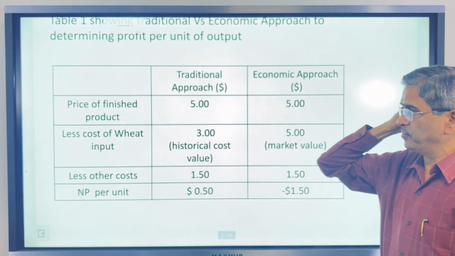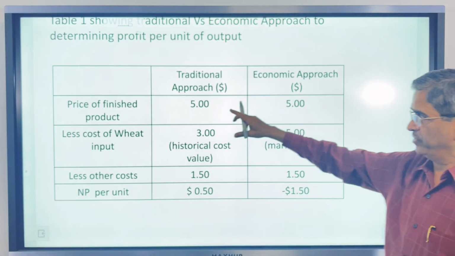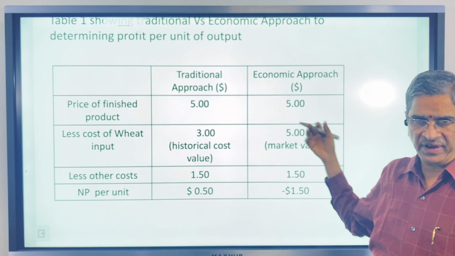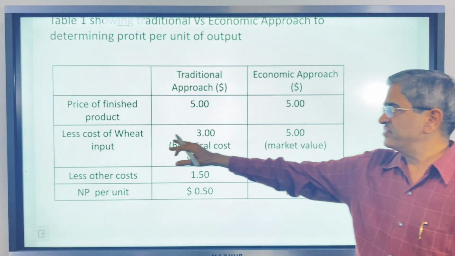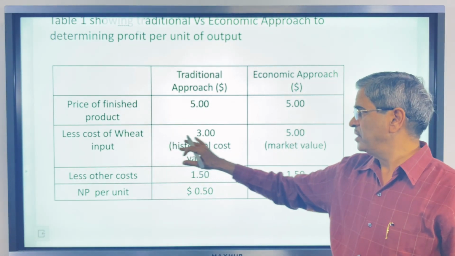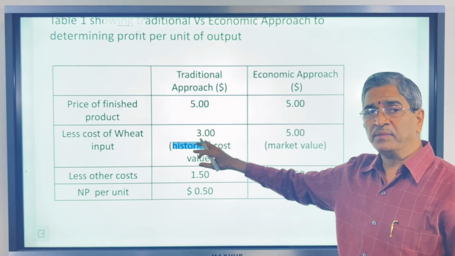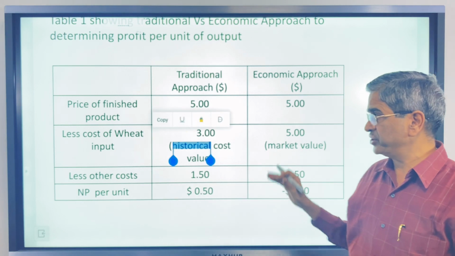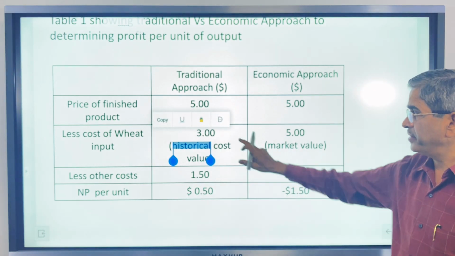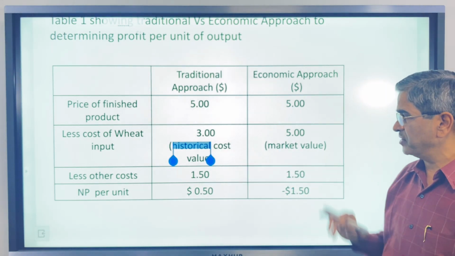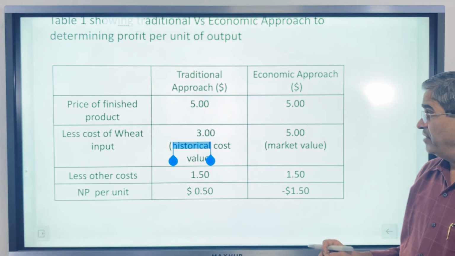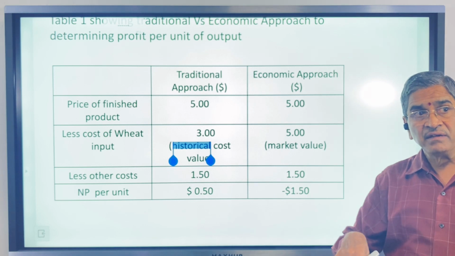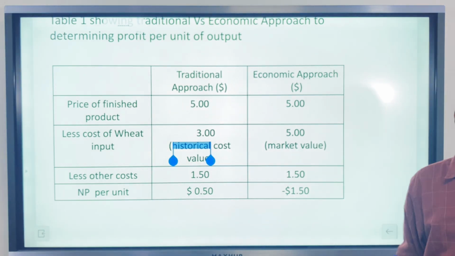You will understand. Suppose the price of a product is $5. In the economic approach also, the sale price is the same, $5. Less wheat input. You purchased it about one or two months back at $3 per kg. So you have spent $3. But within a month, the price of the wheat has gone up to $5.